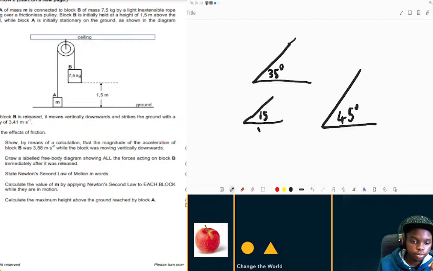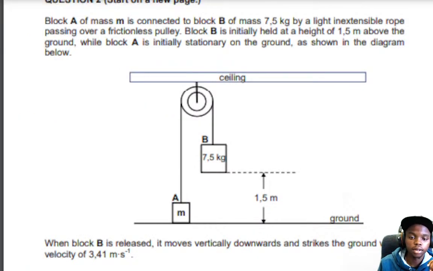So let's go through this now. Here, 2 blocks hanging on a pulley. One is 7.5 kg. The other one, the mass is not given, but you can already see that it is smaller than the other one, and it's above the ground.